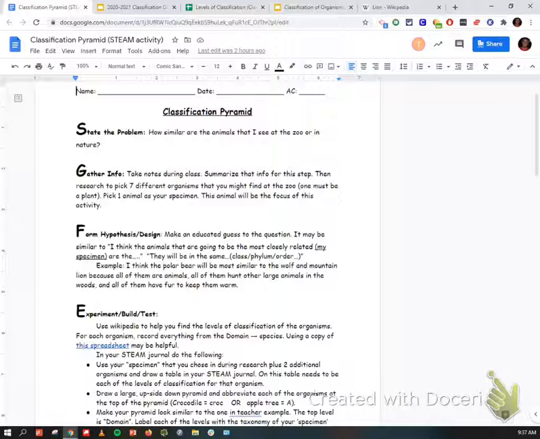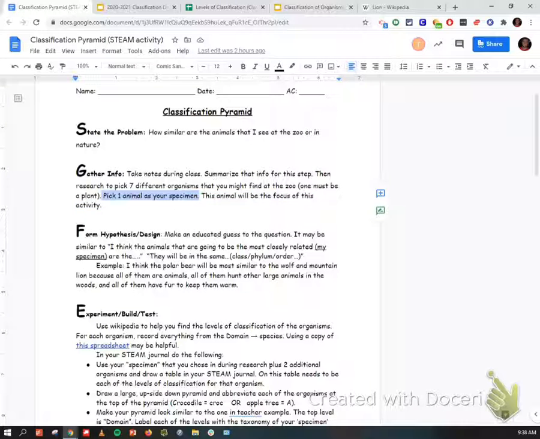So let's go ahead and double back. Right now, you've been taking some notes. I want you to summarize those for this step, and then for this gathering information step, pick 7 different organisms. One of them can be a plant or a fungus. If you want to use a fungus, you can. But the other 6 can be animals, and then pick one as your special, your favorite.